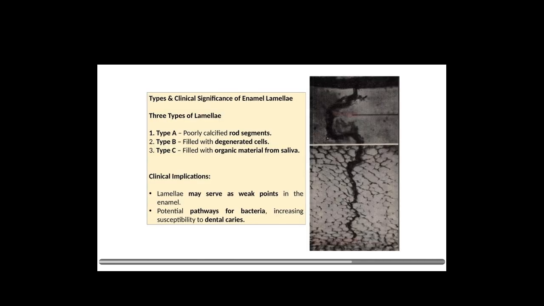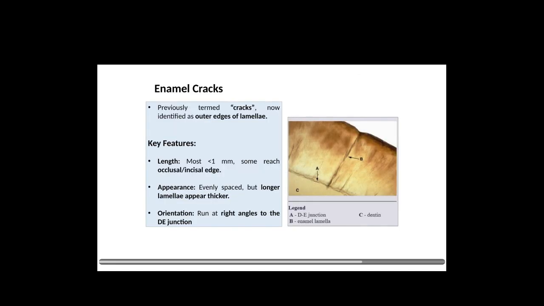Enamel lamellae are categorized into three types. Type A, which consists of poorly calcified rod segments. Type B, filled with degenerated cells. And Type C, containing organic material from saliva. Clinically, these lamellae can act as weak points in enamel, potentially serving as pathways for bacteria, thereby increasing the risk of dental caries. Previously known as cracks, these are now recognized as the outer edges of enamel lamellae.